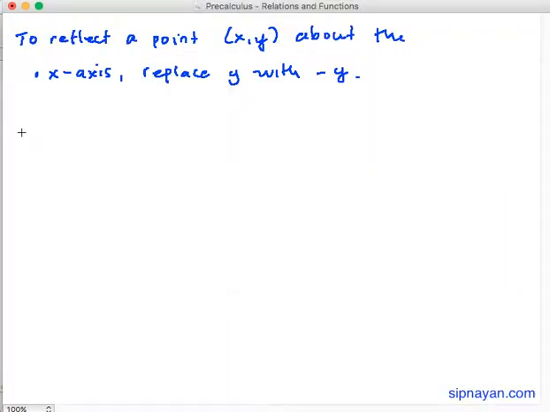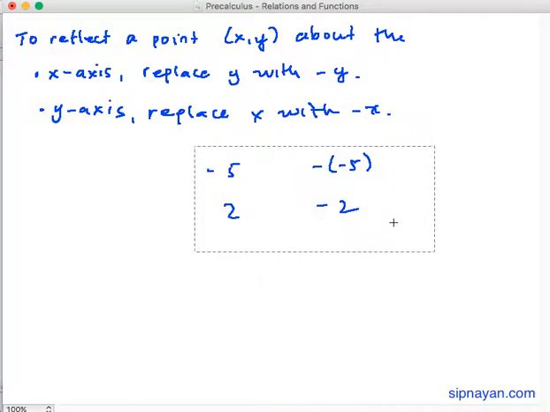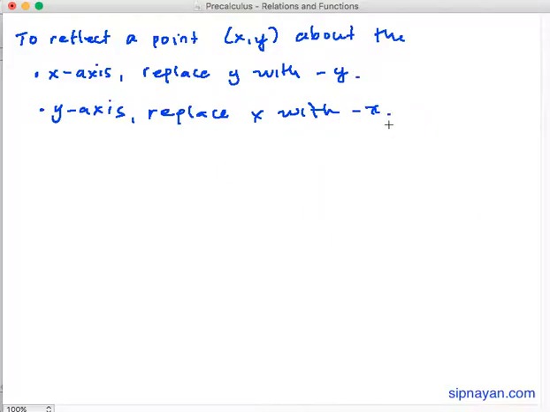So dito, if we want to reflect a point (x, y) about the y-axis, replace x with negative x. Pag ang x mo naman ay negative 5, dapat mag-negative of negative 5 ka rin. Pag ang x mo ay 2, mag-negative 2 ka. Yun lang ang ibig sabihin nun. Dito yung y coordinate, dito yung x coordinate.